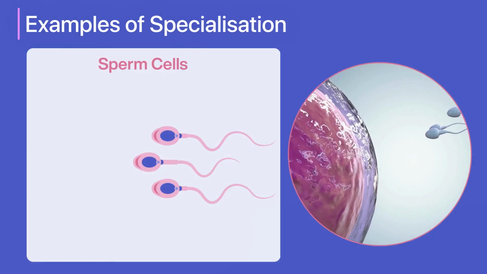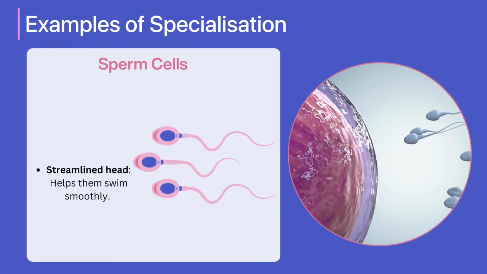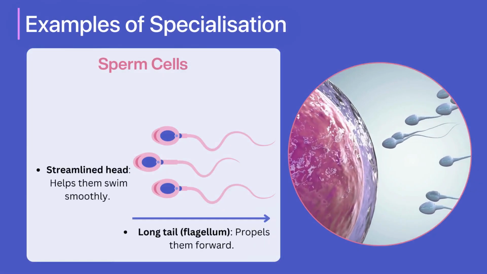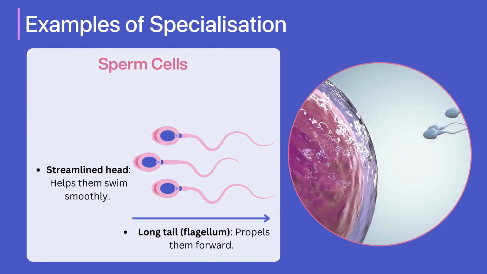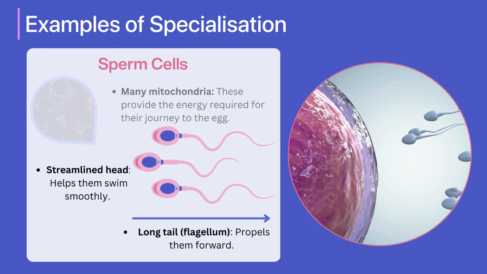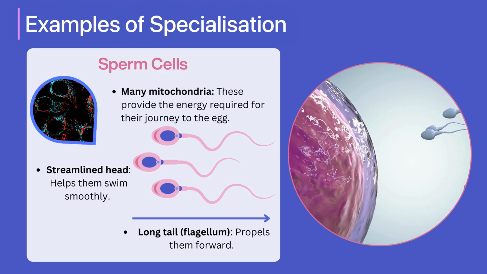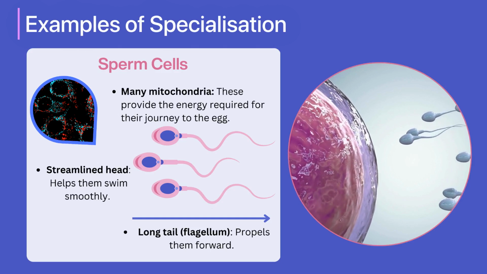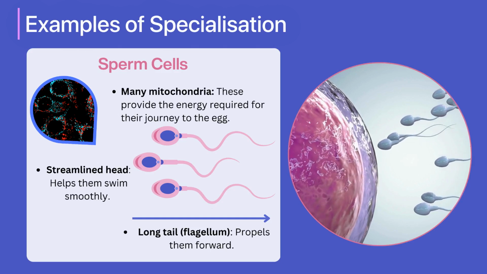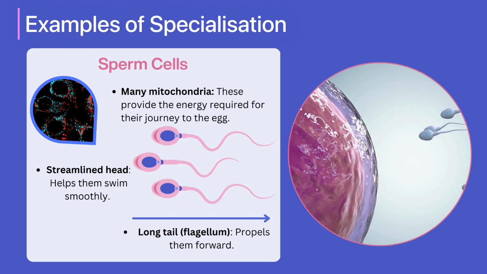For instance, sperm cells have a streamlined head and a long tail, or flagellum, which aid in swimming towards the egg. They also contain many mitochondria, the energy-producing organelles, often referred to as the powerhouse of the cell. This abundance of mitochondria ensures that they have enough energy to swim long distances.